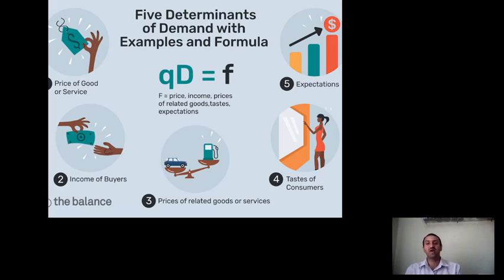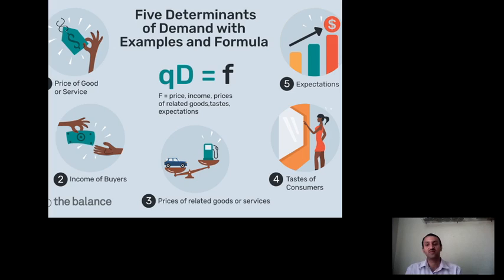Now here we will see the 5 determinants of demand. Here QD means quantity demanded and F means the factors of price, income, that is price of the product, income of a person, price of related goods, and taste and expectations. All these are the 5 factors which determine or affect the demand. These things we shall see in simple terms in today's class.